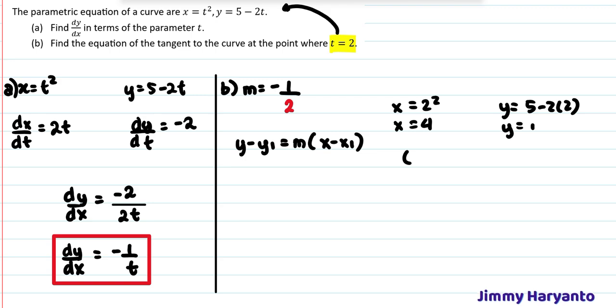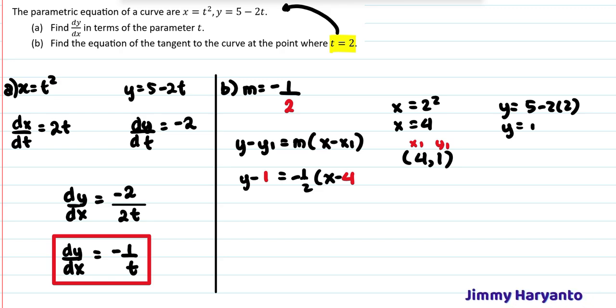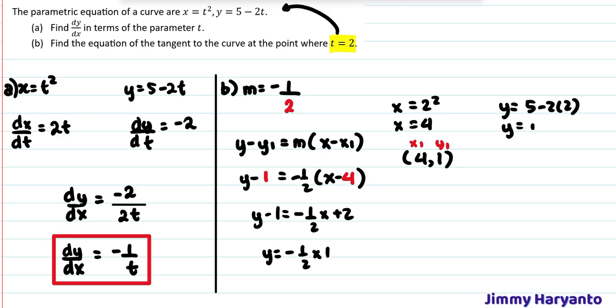That means our point is (4, 1), and we can label this as x1 and y1, and then we input it into the formula. Y minus 1 equals negative half times x minus 4. So y minus 1 equals negative half x plus 2, and then y equals negative half x plus 3. There you go. This is the tangent of the curve.